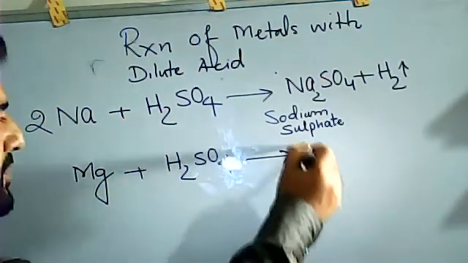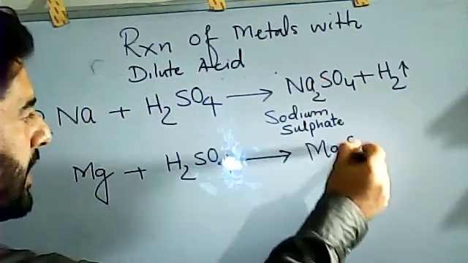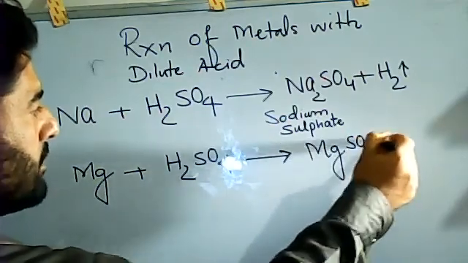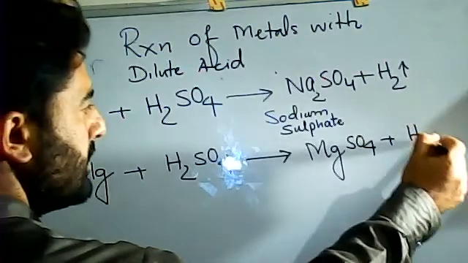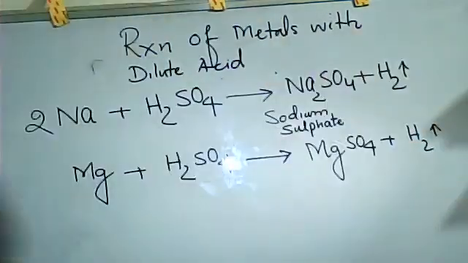So it is MgSO4 plus hydrogen gas. This is a balanced chemical reaction. Okay, dear? So balanced chemical reaction. This magnesium is double valent and it's balanced. So we have seen two acids, that is sulfuric acid and hydrochloric acid, reacting with metals like sodium and magnesium. We know these two metals are more reactive.